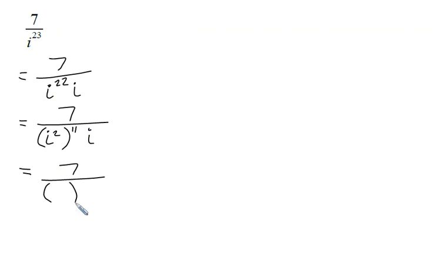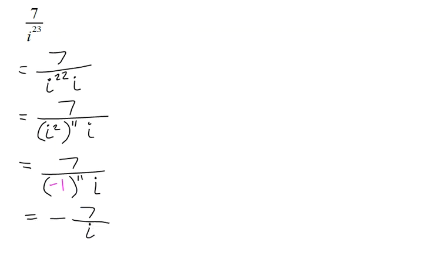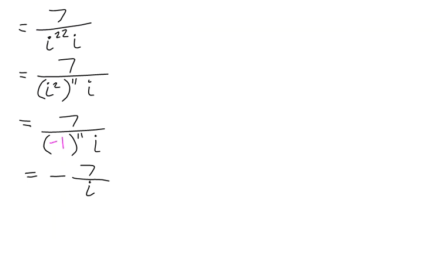i squared, we can replace it with a -1, because i squared is equal to a -1. We keep the 11, multiplying by i. A -1 to an odd exponent is going to be a negative number, and we can just bring that negative out front of our fraction, so this will turn into negative 7 over i. But we can't leave the i in the denominator, so in this scenario we would have to multiply by i over i.